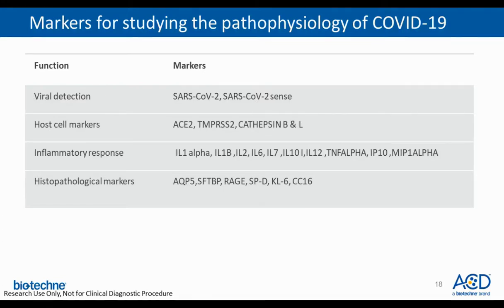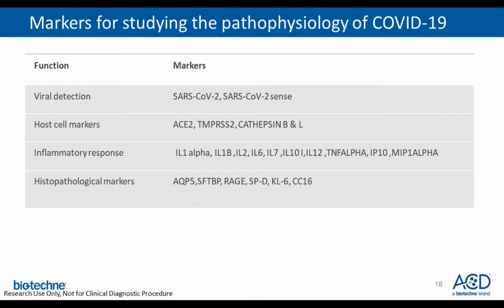Based on the data that has been published since the emergence of this COVID-19 virus, this given list of RNAscope probes is now made available, ready to use for customers to study the pathophysiology of the SARS-CoV-2 virus. I already talked a little bit about this before in the product offerings, but these are the actual targets that are already designed for you to order and use in your research studies. For viral detection, we have both the SARS-CoV-2 as well as the SARS-CoV-2 sense probe that allows you to now look at both the viral strand as well as the replicating strand.